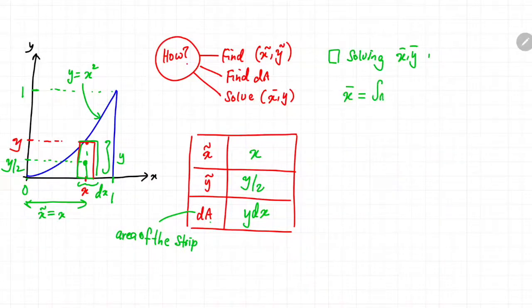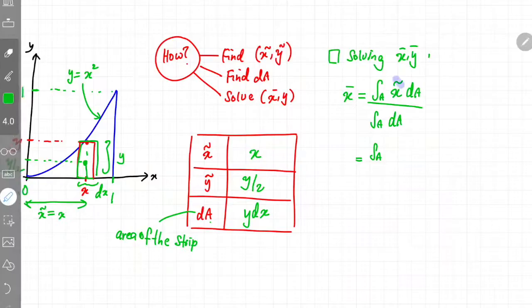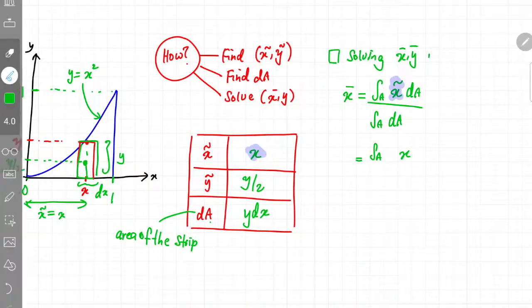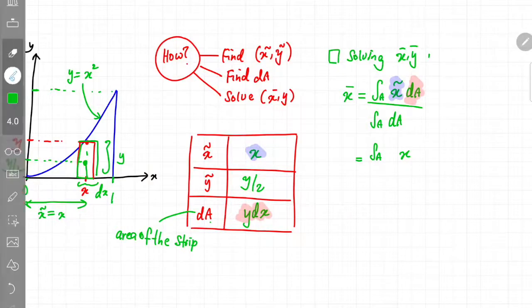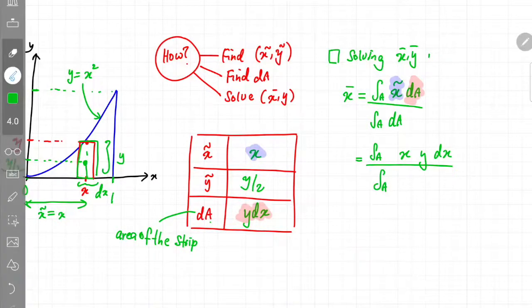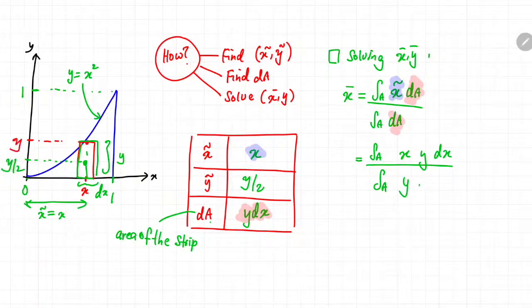Okay, so recall the formula for x bar is equivalent to the integration of x curve multiplied with dA divided by the integration of dA. Okay, so now we are going to put all the information that we have placed in the table earlier. Okay, so the x curve is equivalent to x. So we'll just replace it with x, and then the dA is actually y dx, and divide with the integration of dA. Again, dA we replace with y dx.